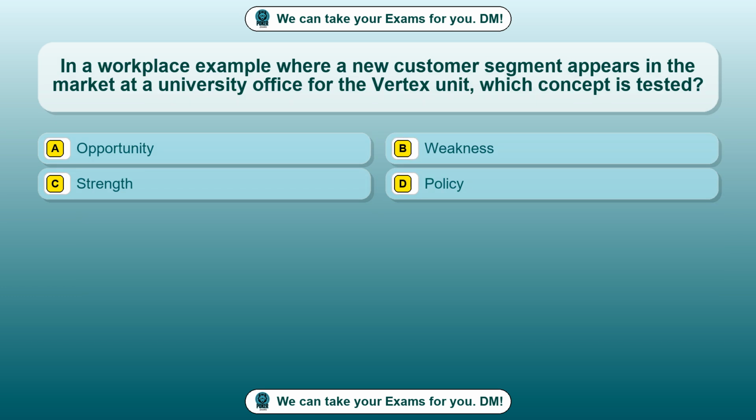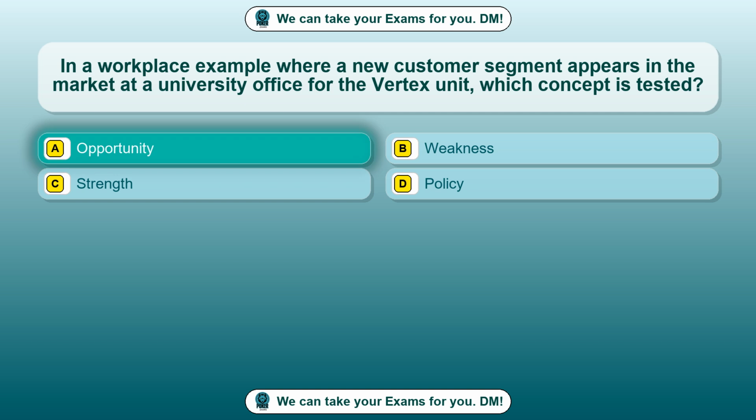Question 19. In a workplace example where a new customer segment appears in the market at a university office for the Vertex unit, which concept is tested? Option A, opportunity. Option B, weakness. Option C, strength. Option D, policy. The correct answer is option A, opportunity.